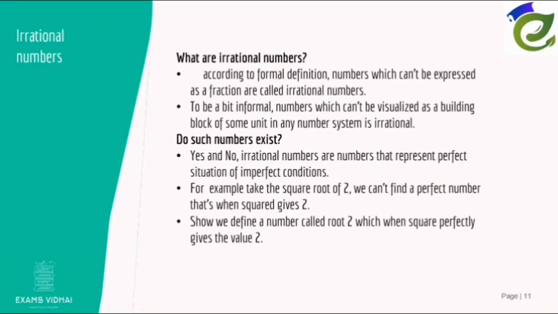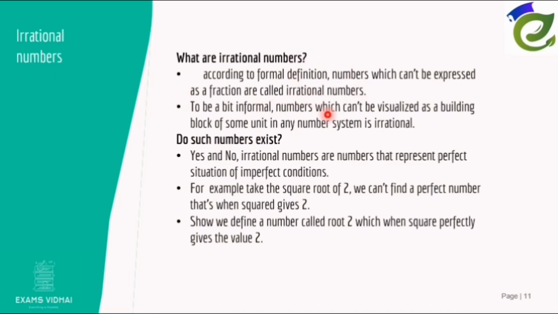So we have seen rational numbers. Now let's come to irrational numbers. According to the formal definition, numbers which can't be expressed as a fraction are called irrational numbers. So see, if some number cannot be represented in the p/q form, you call that an irrational number.